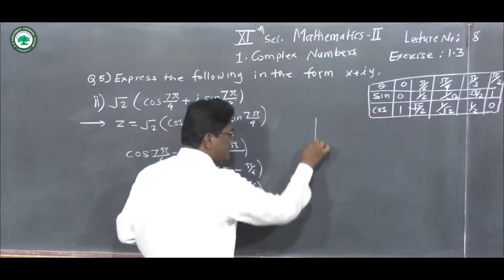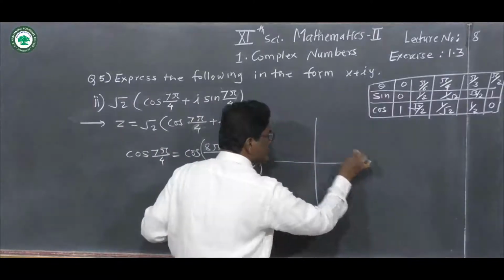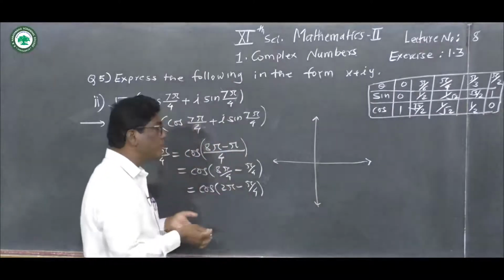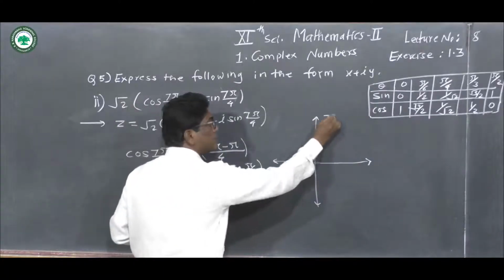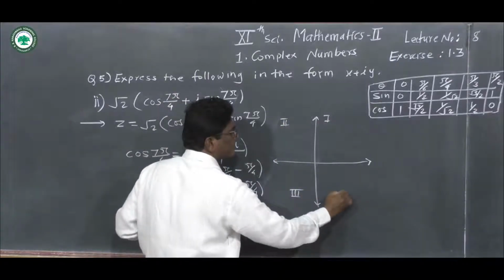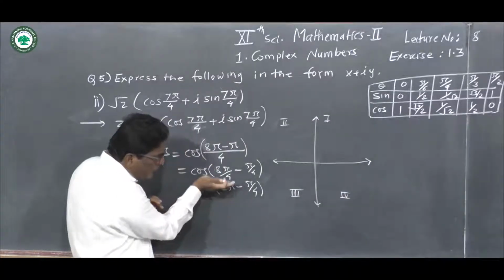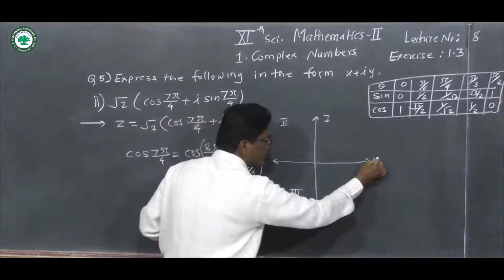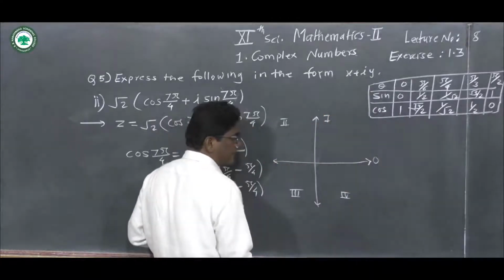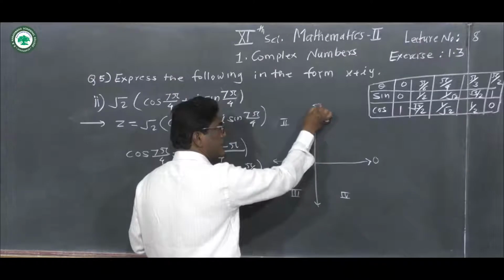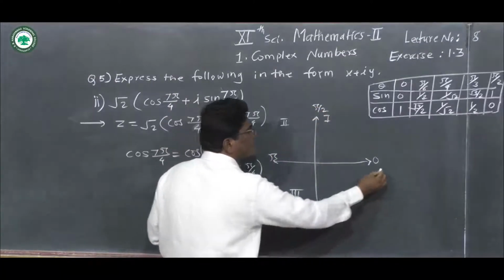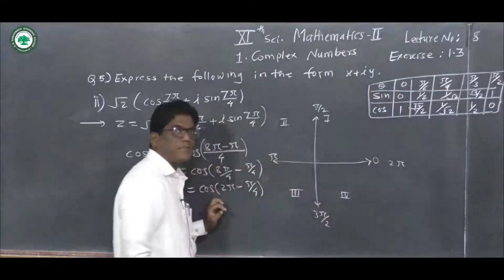If we consider a coordinate axis, this is the x and y axis, and the xy axes divide the plane into 4 quadrants. This is the first quadrant, second quadrant, third quadrant, fourth quadrant. Now for cos of 2 pi minus, here it is 0 degrees, here 90 degrees, 180 degrees, 270 degrees, again 360 degrees. In radian measure, here it is pi by 2, here pi, here 3 pi by 2, and here it is 2 pi. Get it? In radian measure.